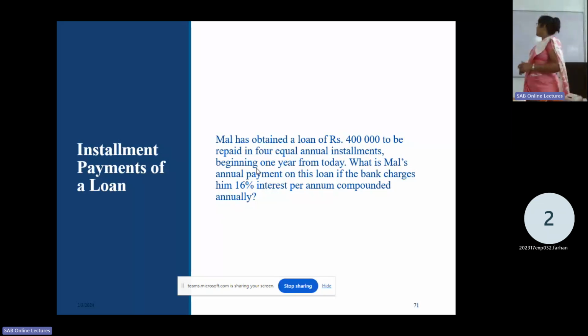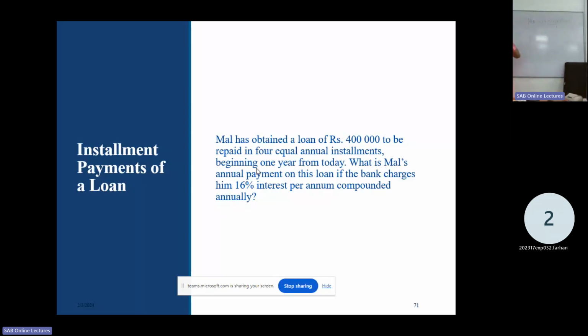Present value of this installment is equal to the loan amount. Therefore, we are applying the present value interest factor annuity formula. You can remember this formula; you have to apply present value of annuity. Present value of annuity is equal to periodic payment or cash flow into, what is the formula? 1 minus (1 plus r) to the power minus n, divided by r.